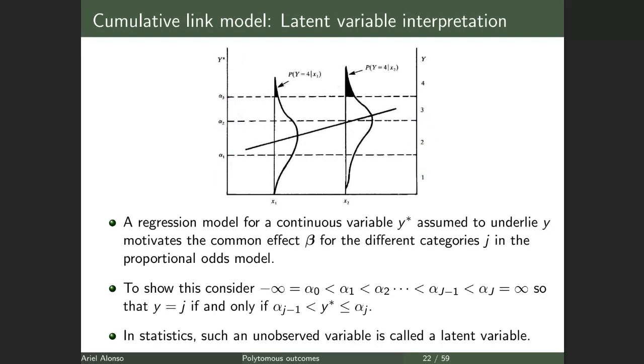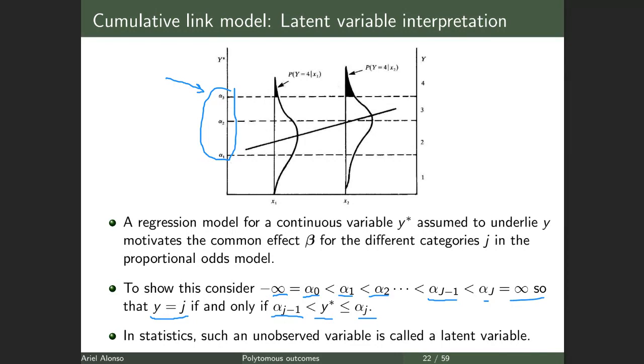So basically here we consider only three cutoff points, but in general, you can consider that you have J cutoff points. So you have alpha 0, which is minus infinity, and then you have alpha 1 that is larger than alpha 0, alpha 2 that is larger than alpha 1, until alpha j minus 1, and then alpha j that is plus infinity. And you will observe that your ordinal variable is equal to j if and only if this latent continuous variable lies in the interval alpha j minus 1, alpha j. It's a little bit what we saw here for the specific case in which you have three cutoff points.